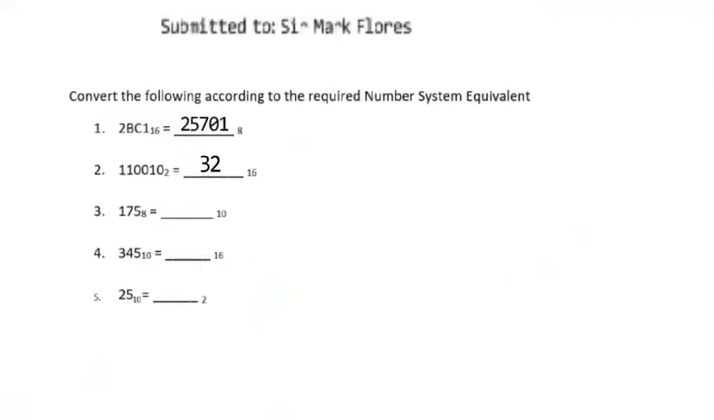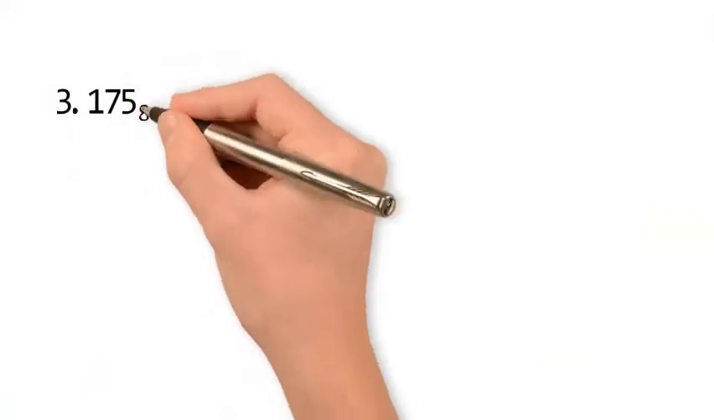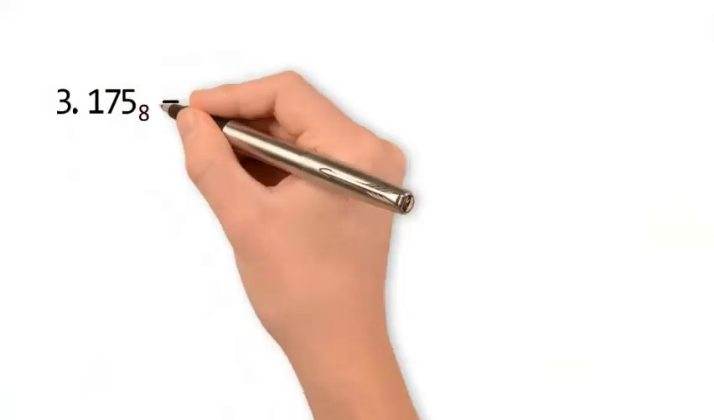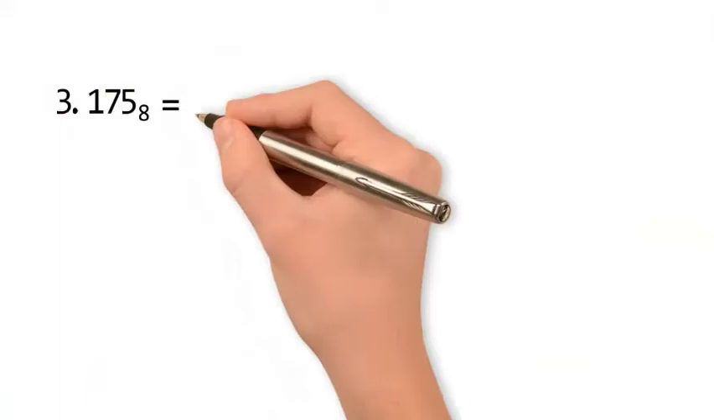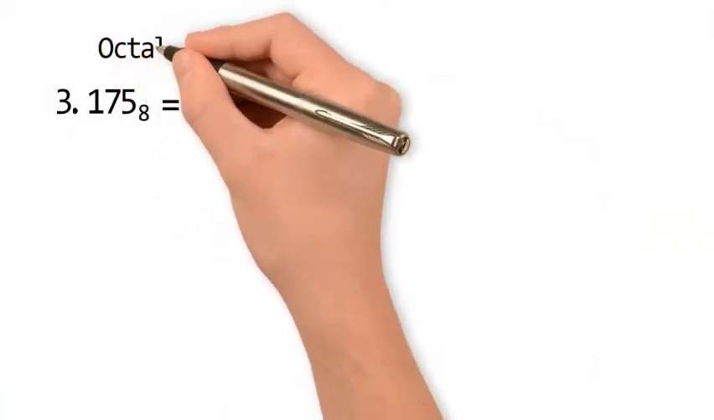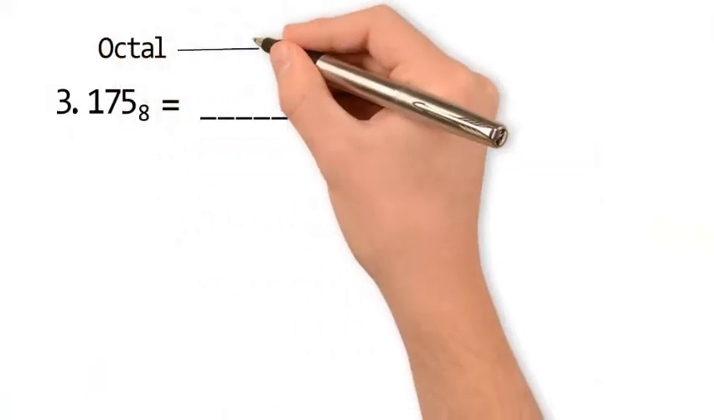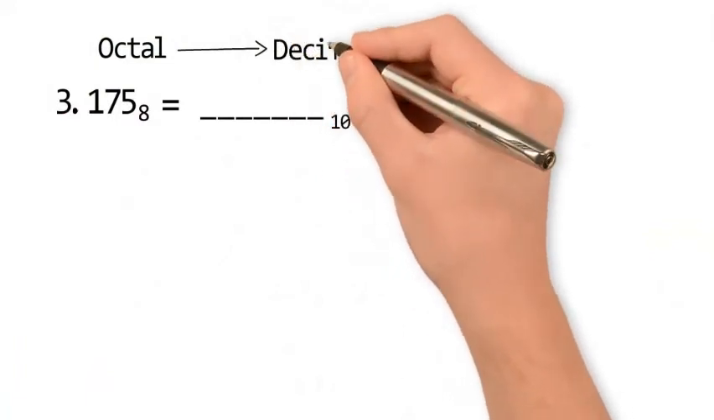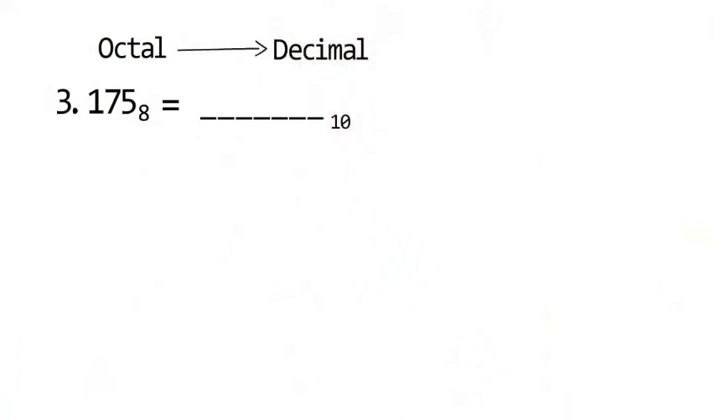Now let's proceed to number 3. Okay, so we have the given 175 with a subscript of 8, and we are going to convert it to a number with a subscript of 10. Okay, so base 8 represents the octal number, and base 10 represents decimal number. So this is an octal to decimal conversion.